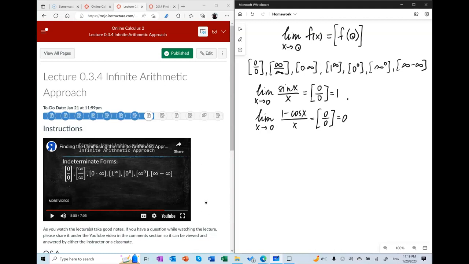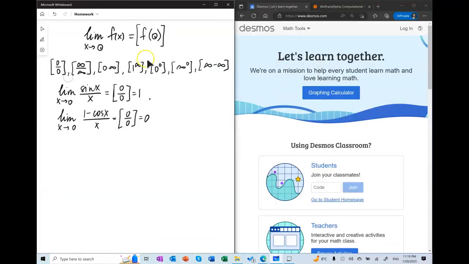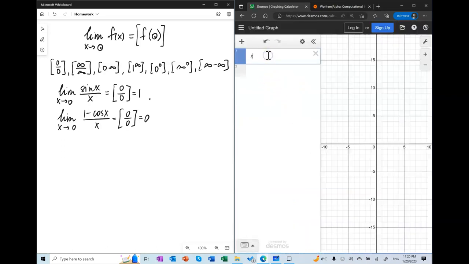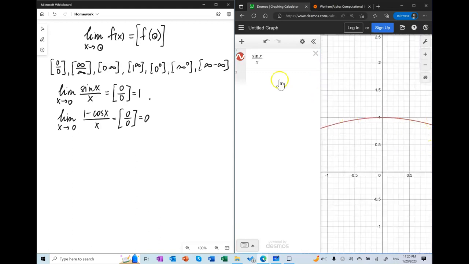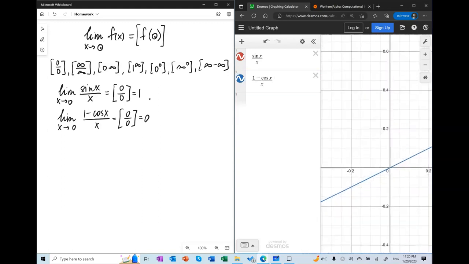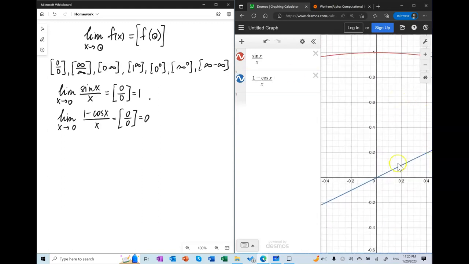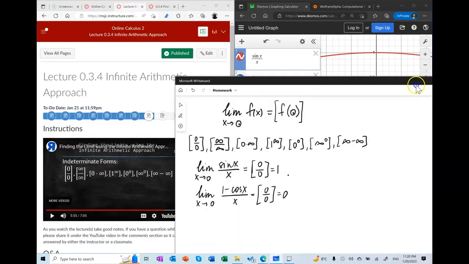And it's very easy to visualize these, what we call special limits. We can just use Desmos, and we can graph the function sine of x over x and look at it around 0, and we can clearly see that the limit is equal to 1. And we can also graph the function 1 minus cosine x divided by x, and we can clearly see that that limit is equal to 0, although neither one of these two functions is defined at 0. It's undefined, and this one is also undefined, but the limits do exist, so we call them special limits.